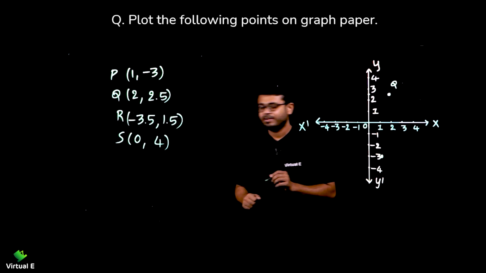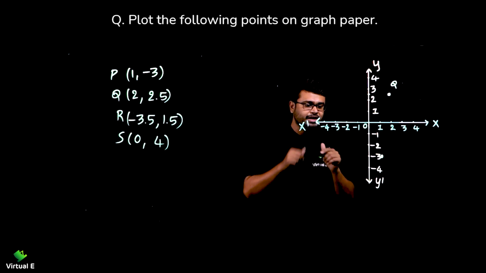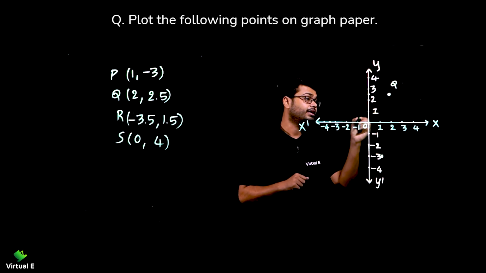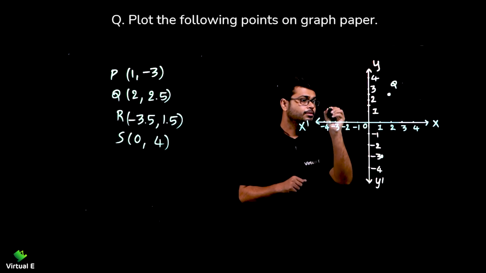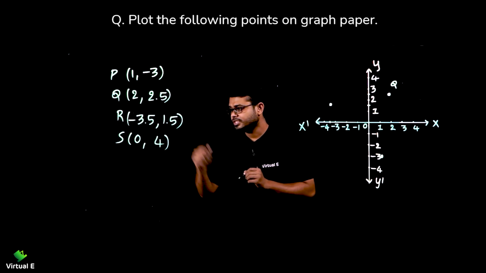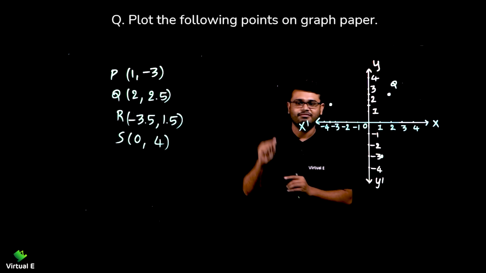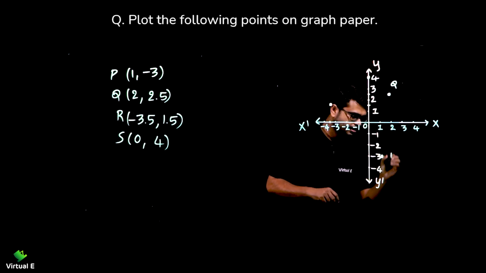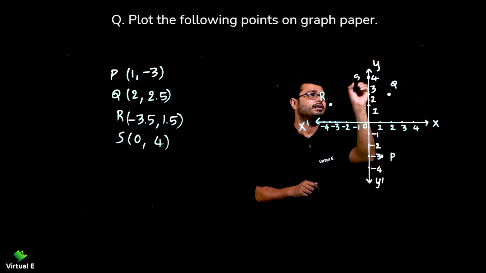Then minus 3.5. Okay, now minus 3.5 will be between minus 3 and minus 4. So somewhere around here, and I need to take 1.5. Okay, that is between 1 and 2, in the middle. So I hope here it is. Yes. Then 0 comma 4. Okay, x-axis is 0. So the point will be where? On the y-axis. So 4 it is. So let's give names. Here P, then Q, then R, and finally S.